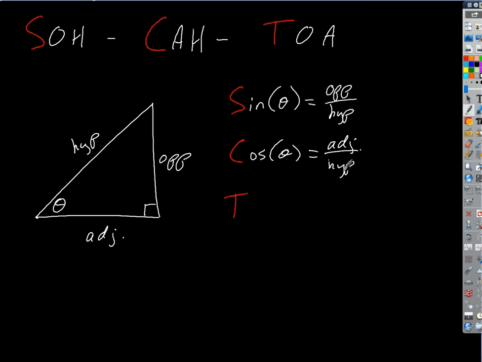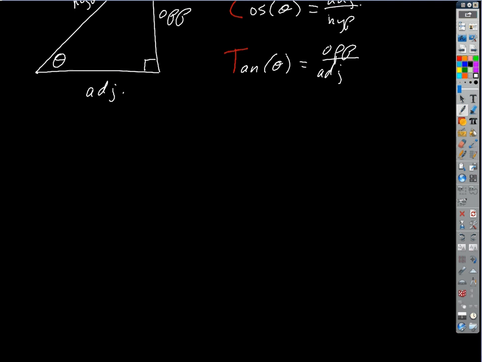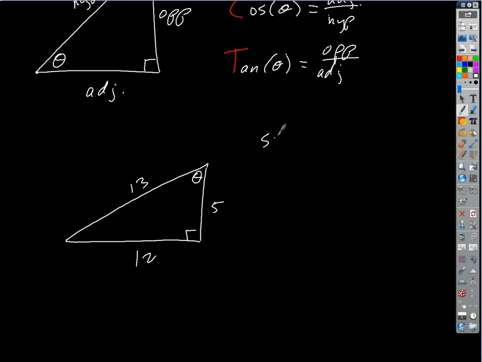And then tangent is the ratio of the length of the opposite side over the length of the adjacent side. So for example, we always use 3, 4, 5s. How about if we use a 5, 12, 13 triangle? And I'm going to call this theta. What is the sine of theta in my triangle diagram? Opposite over hypotenuse, so 12 over 13. Good. What is the cosine of theta? 5 over 13. Good. Adjacent divided by hypotenuse. And tangent? 12 over 5. Okay? Make sense?